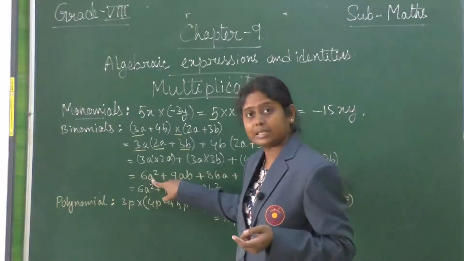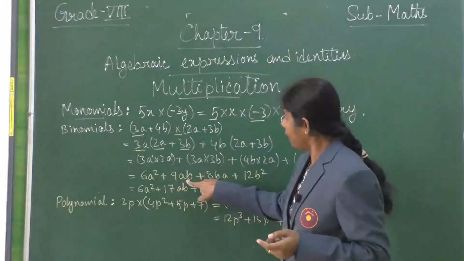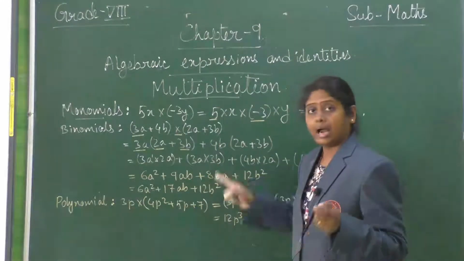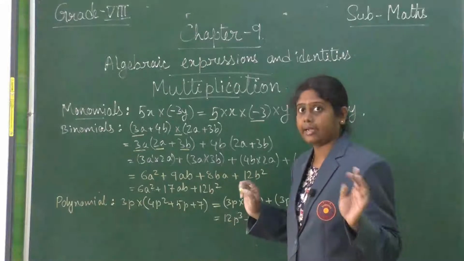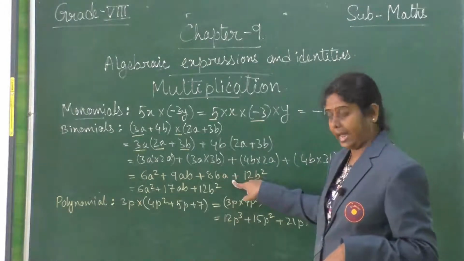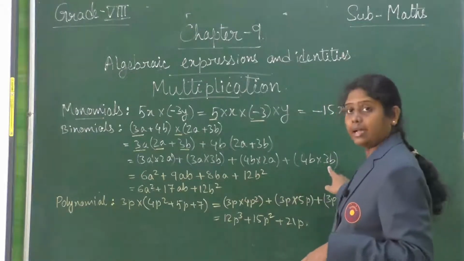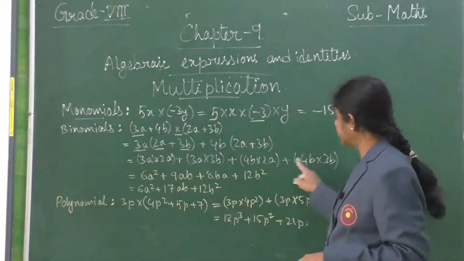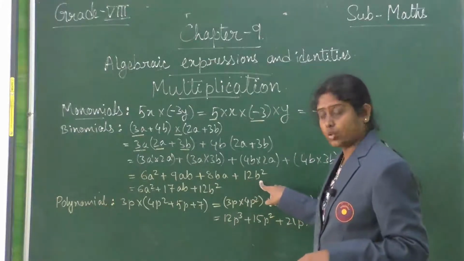So it gives you 6a square plus it gives you 9ab. Variables are different, so we cannot add the exponent. Same here also, plus 8ba. Last term again the variables are same, so we need to add the exponent, and it gives you 12b square.